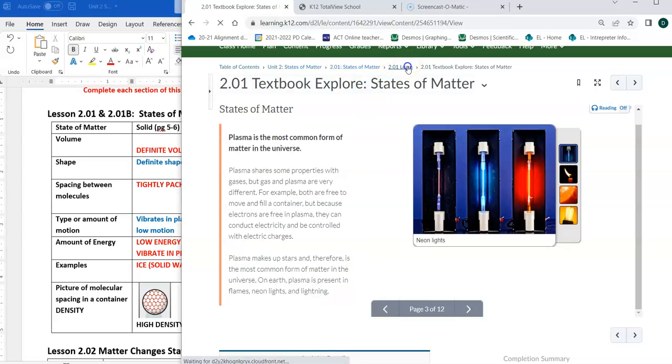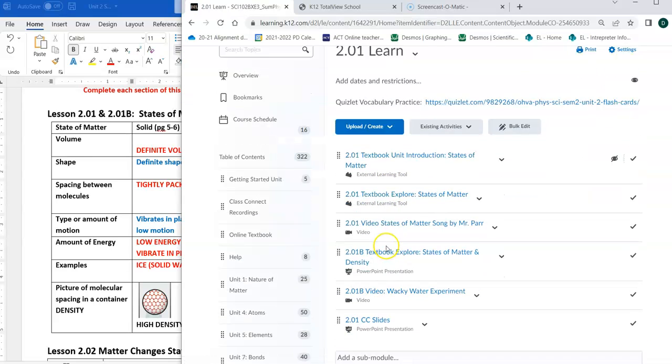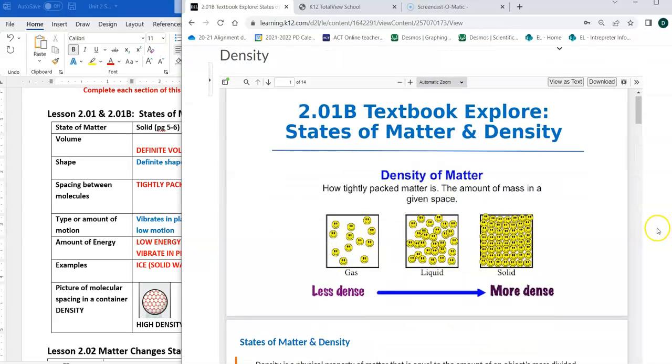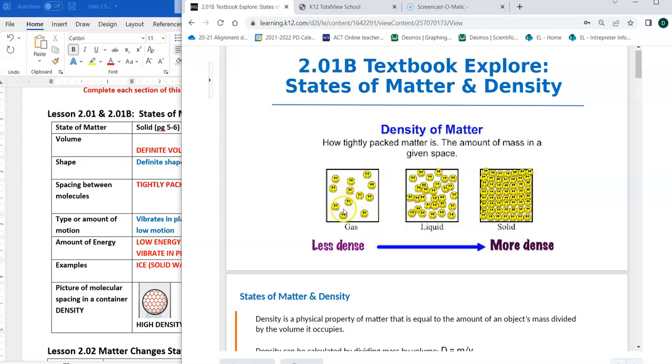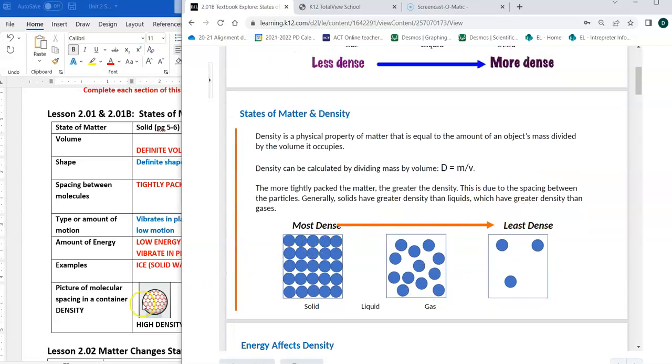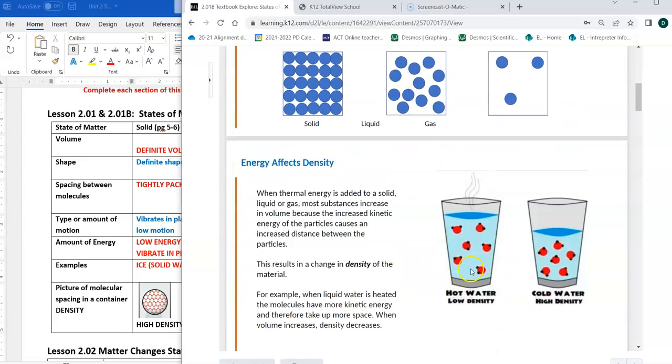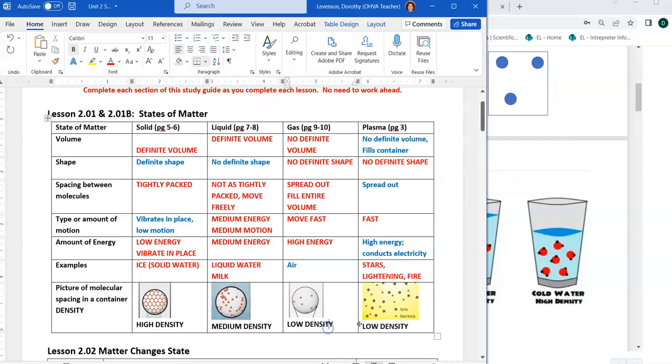Okay, and then we can go back to our learn, and in the learn we can go to part B, and it's very important in part B to look at the density. So when you see density, you can see gases are the least dense, liquids middle, solids more dense. This is where I got that high, medium, and low density. You can see the more compact they are, the higher the density. The more spread out they are, the lower the density. The higher the energy they have, the more spread out they will be. And that's where I got the information on density down there. So it's important that you do add that in there.